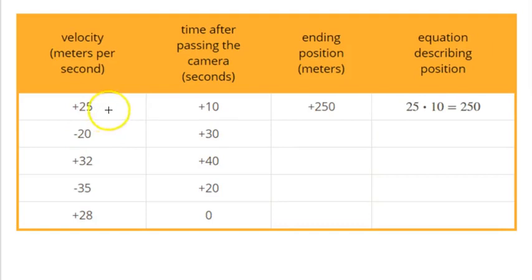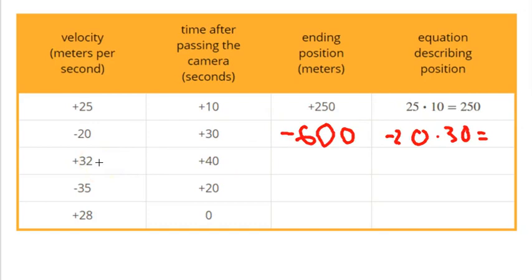Okay, so they gave us the example of 25 meters per second, positive, so that means it's going east, 10 seconds. It went 250 meters, positive. And that's taking 25 times 10 gives you 250. What about here? Yeah, we have a negative 20 velocity, so that means that they're going west in this example. We're going to multiply it by 30 seconds, and that'll give us a negative 600 meters. So that means it's 600 meters to the west.